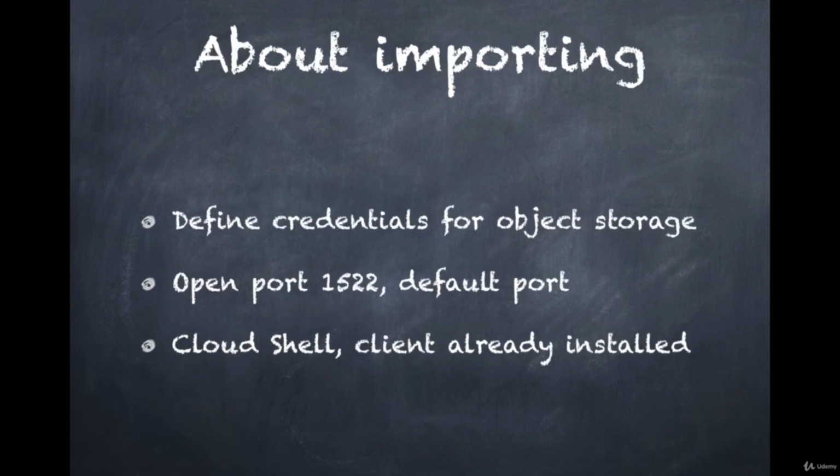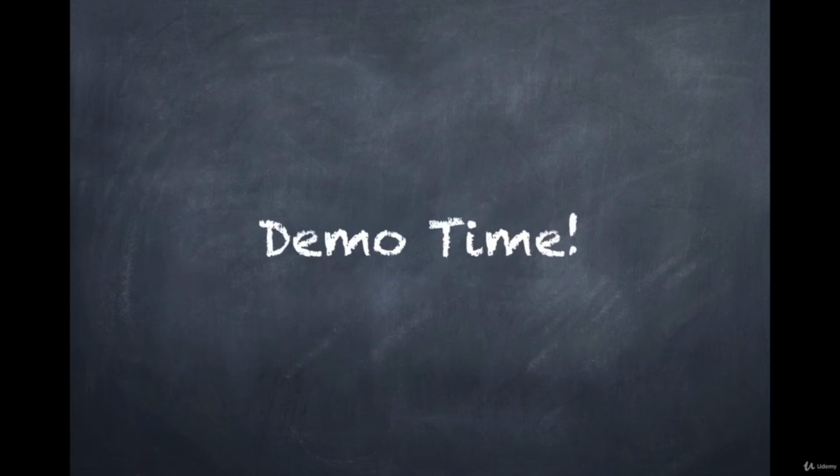Once the export is in the object storage, we need to define the credentials. With these credentials, the Autonomous will be able to access the object storage. Then we will open the port 1522 as it is the default port in the Autonomous database, so we can run the import. And then finally, we're going to use the Cloud Shell as it comes with a SQL client, and we're going to use that specific client to run the import. So let's migrate the Autonomous database.